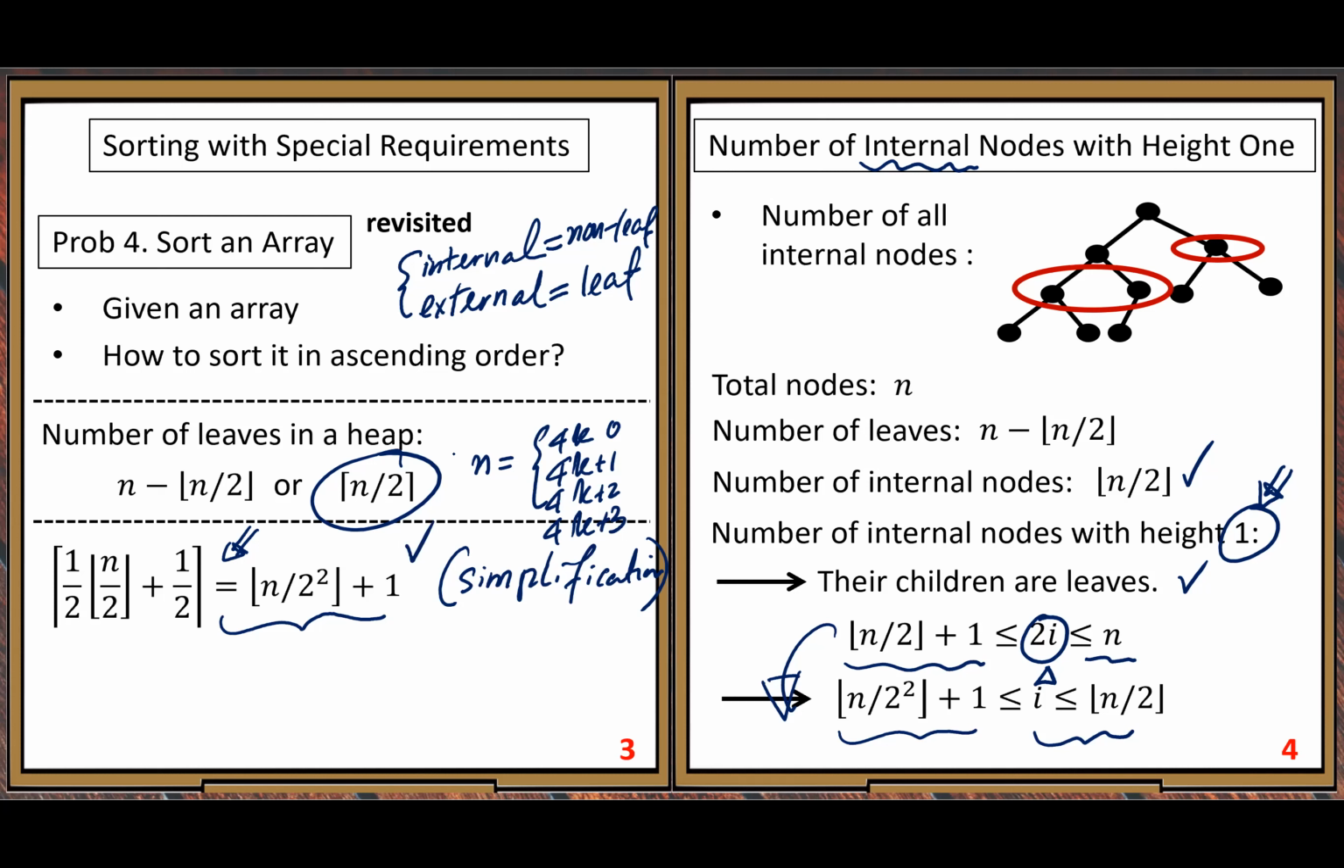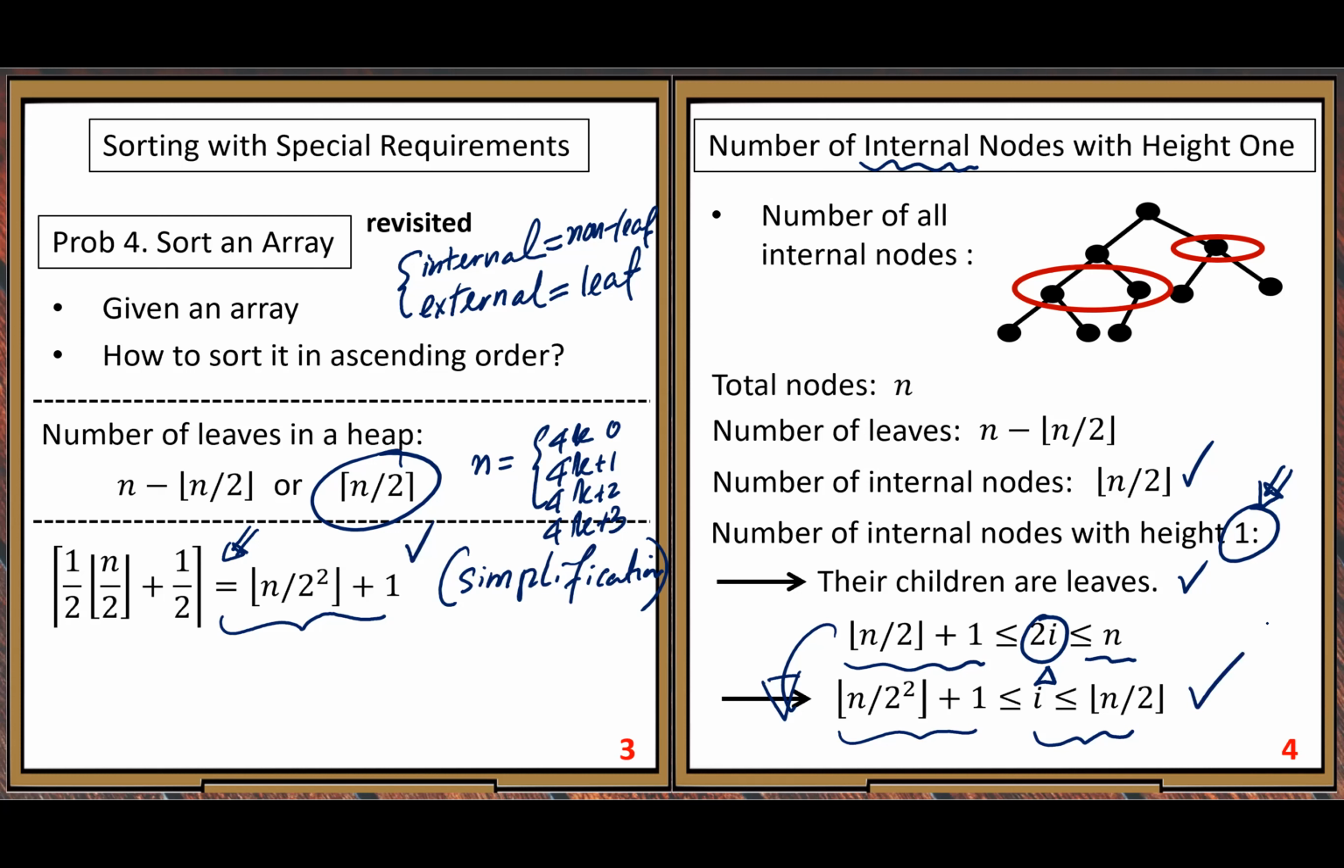Here I skip that verification step. If you want to do the verification by yourself, you can do it on scratch paper. It's pretty easy. All right, after that, then we have this inequality.